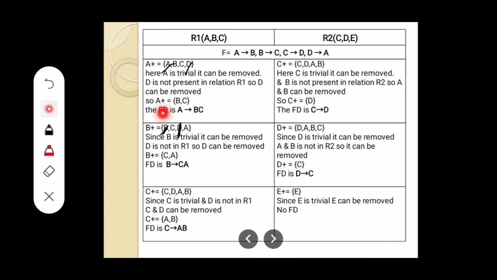Clear? So we have derived two functional dependencies for the subrelation ABC. The first one is this one, the second is this one. When we derive the second functional dependency, you check whether we have derived a similar functional dependency previously. Previously we have derived only A determines BC. So this is not repeating, and it can be considered.